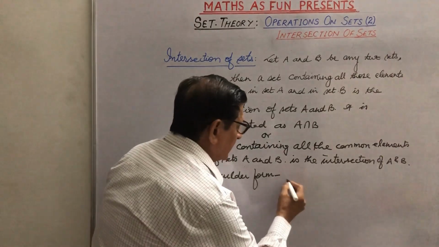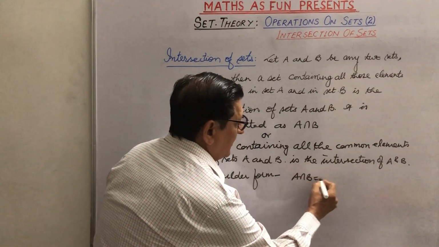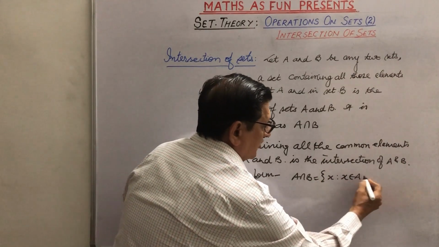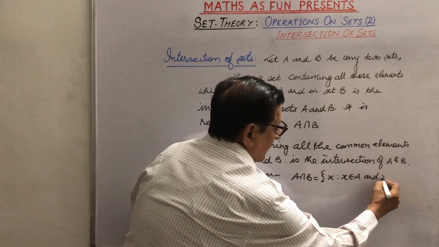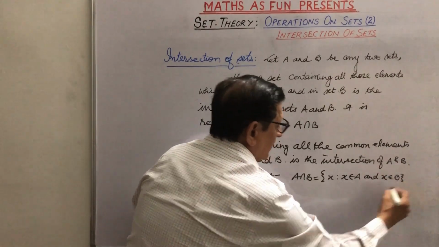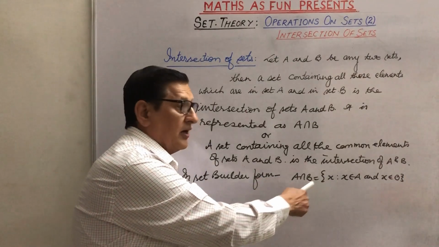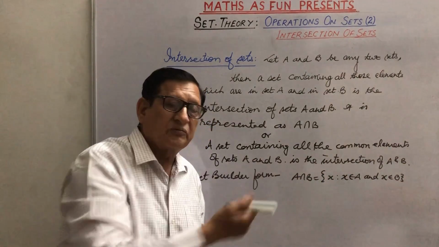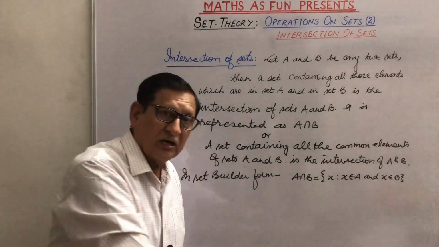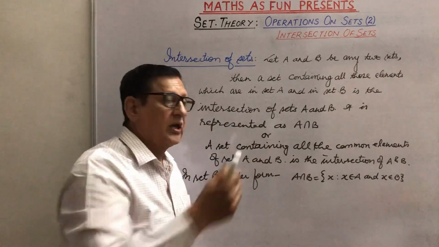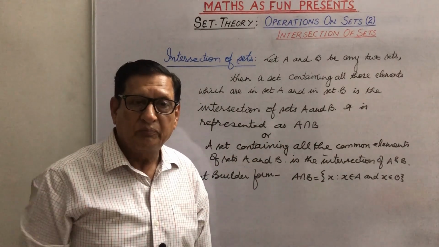In the set builder form, we can define it as A ∩ B = {x : x ∈ A and x ∈ B}. Remember the difference. In A union B we had x belongs to A or x belongs to B. Here we have A intersection B is x such that x belongs to A and x belongs to B.